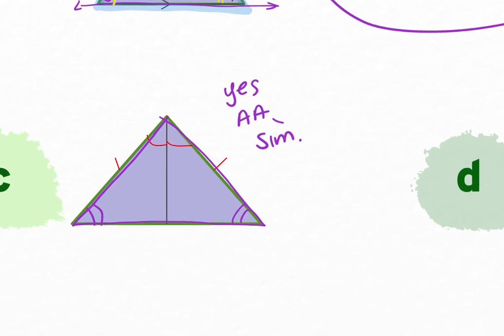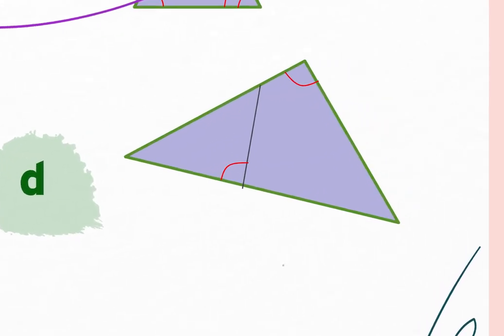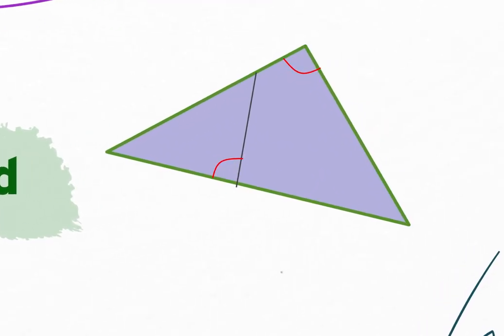Questions on that one? Okay, D. So again, there's two triangles, the big one, no, and the little one, no. Do they have one pair? Yes. This one is congruent to this one.